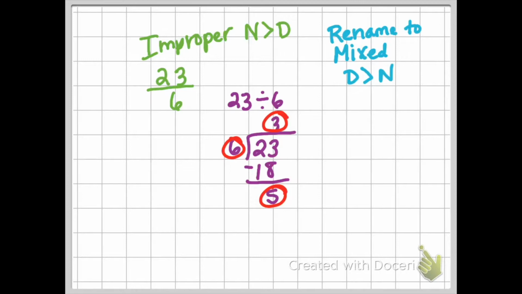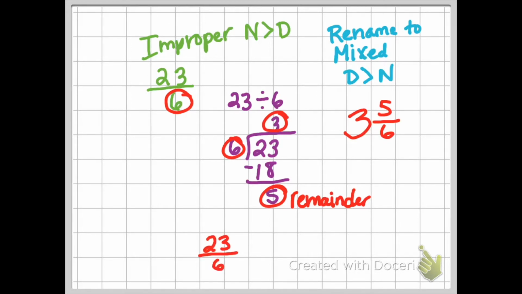6, which is what our denominator was, can be divided into 23 3 whole times. That's our larger whole number. Our denominator stays the same as a 6. We can't change our parts to the whole. So the numerator, or what is remaining of the division problem, is 5. So 23 over 6 is equivalent, or equal, to 3 and 5/6.